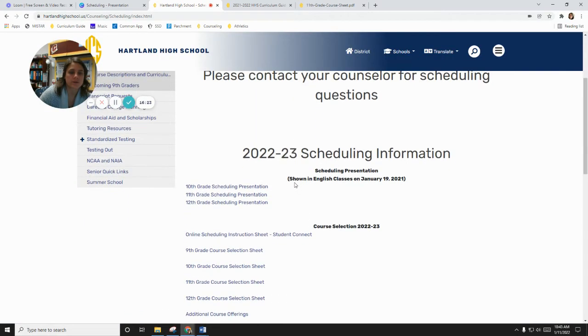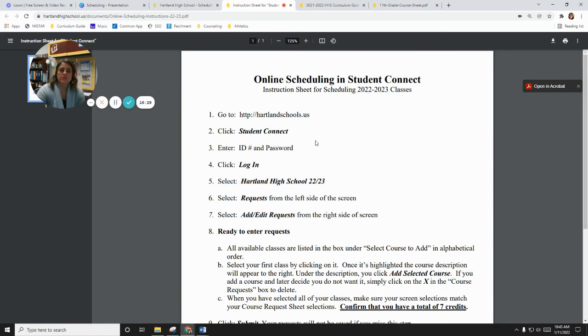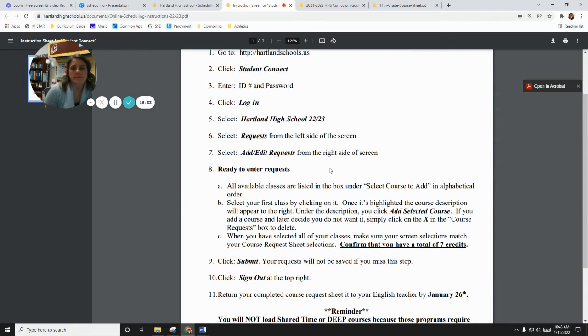So you'll find the instruction sheet right here above the course selections. This is the online scheduling instruction sheet. This walks you through how to log into Student Connect and enter your requests. Two things I want to note. You need to make sure that you hit save at the end so that those classes actually go in there, and you need to triple check that it equals 7 credits.